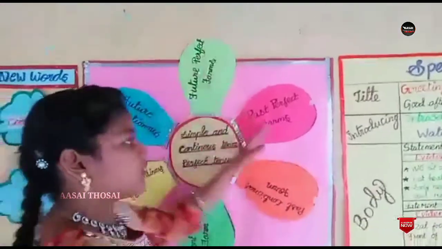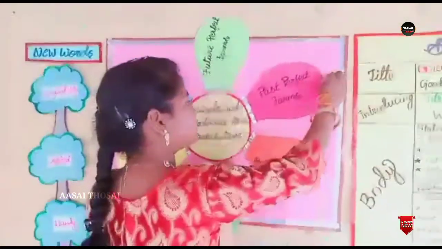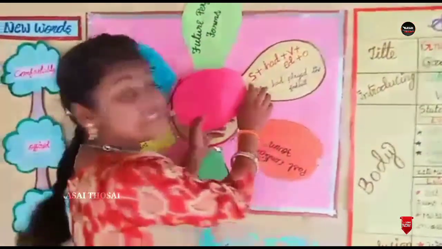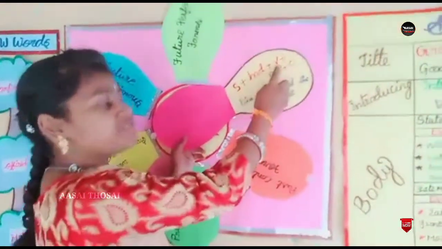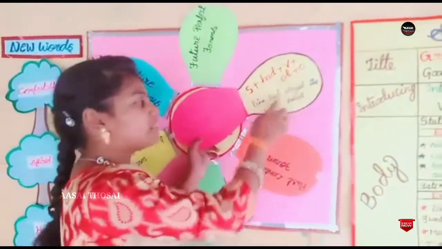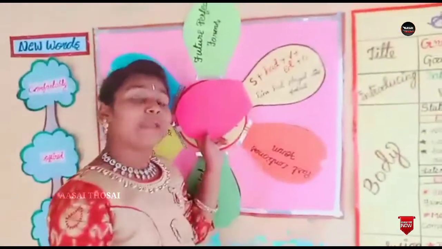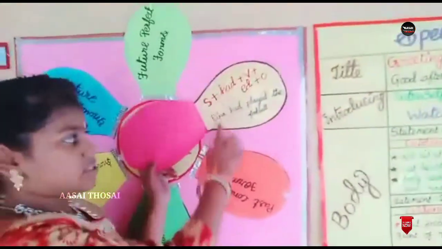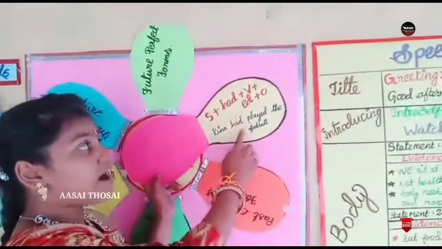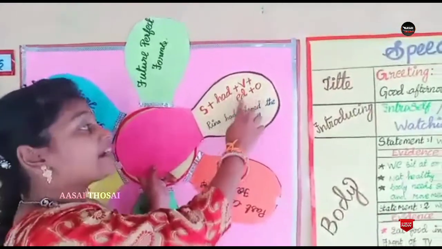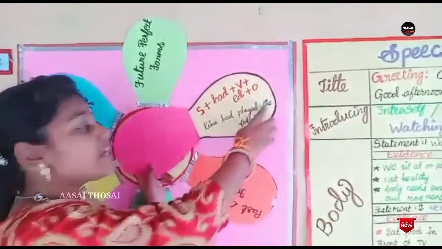Let's go to the past perfect tense. Subject plus had plus verb plus ed plus object. For example, Reena had played football. Its subject is Reena, had we used here, and verb is play. We added ed here, and the object is football.